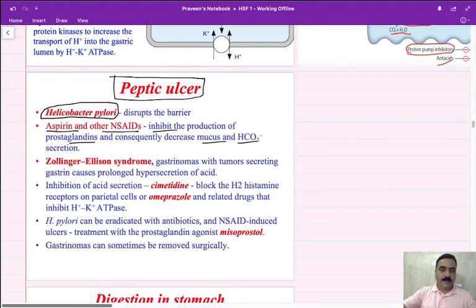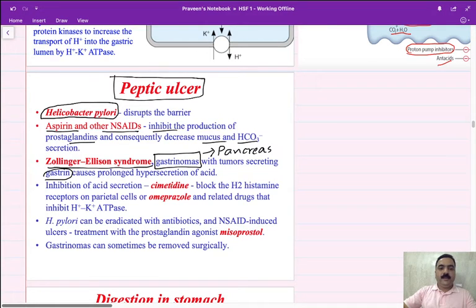cyclic AMP, right? And the third reason is Zollinger-Ellison syndrome. That is a gastrinoma, a gastrin secreting tumor. So the gastrin level in the body will go almost 5 to 10 times more than normal. So that's what happens in gastrinoma. The gastrinoma increases the gastrin, and the gastrin increases the acid production. So where is the location of this gastrinoma? Normally seen in the pancreas.